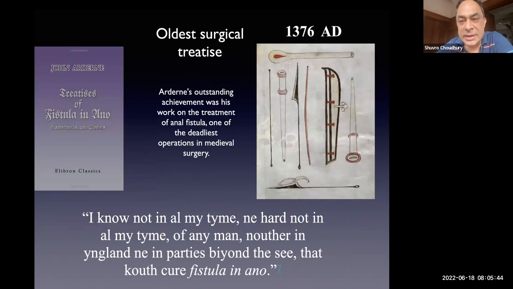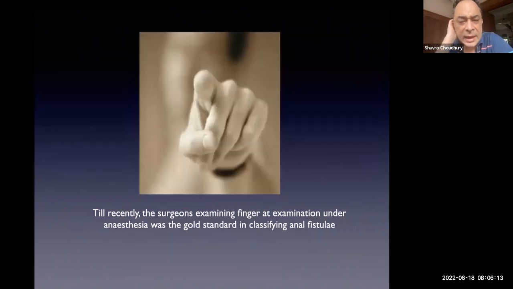And to be honest with you, the oldest surgical treatise on treating a surgical disease, 1376 AD. And as you can see, even in that time, somebody said that it is almost impossible to cure a fistula in ano. So this is old English at the time of Chaucer. And even then, fistula in ano was supposed to be a very difficult condition to treat. And till recently, and I mean by till recently, is till the mid-90s, the surgeon's examining finger or an examination under anesthesia was the gold standard in classifying an anal fistula.